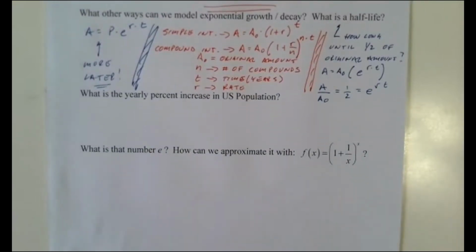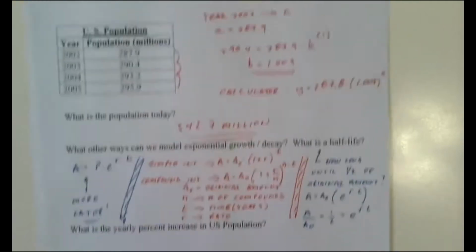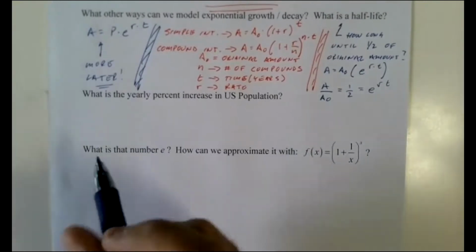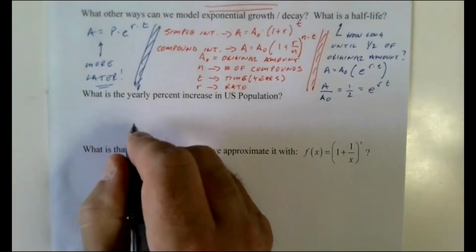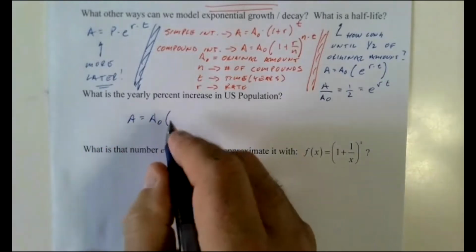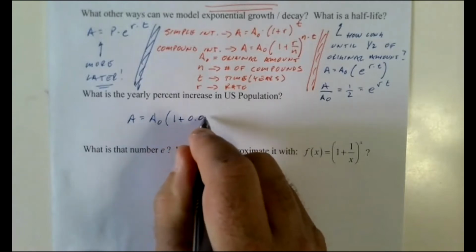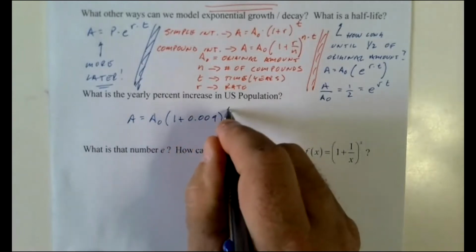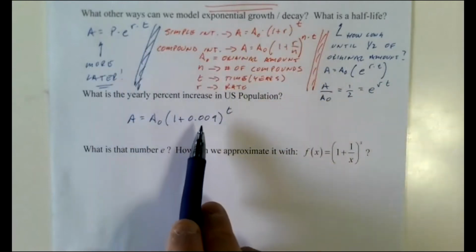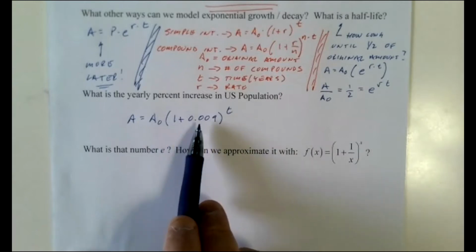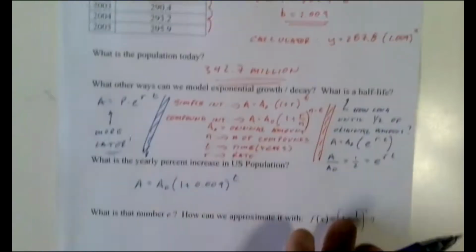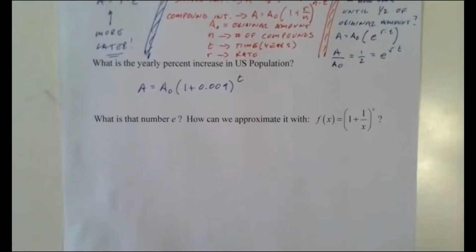So a lot of people get bothered by that. What's the yearly percent increase in US population? Well, based upon what we have up here, 1.009, you could easily write this problem as the American population is whatever amount you're starting with from year to year, 1 plus 0.009 to t. Now people say, oh, that's not as good a model as this one, right? No, it's the exact same. 1.009 to the t is the same as saying 1.009 to the x. So people get a little confused by that.